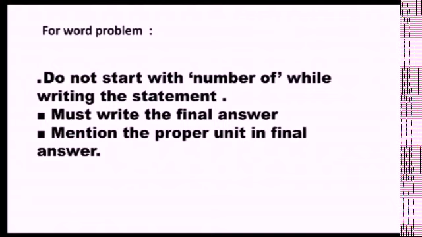Also, you must write the final answer. Final answer means after the calculation part and after writing the statement part, you have to write the final answer. Must mention the proper unit in the final answer, which means which unit will be the right one. It is better if you write it in standard form, like 3,350 meter is the answer, then you can write it as 3 km 350 meter.